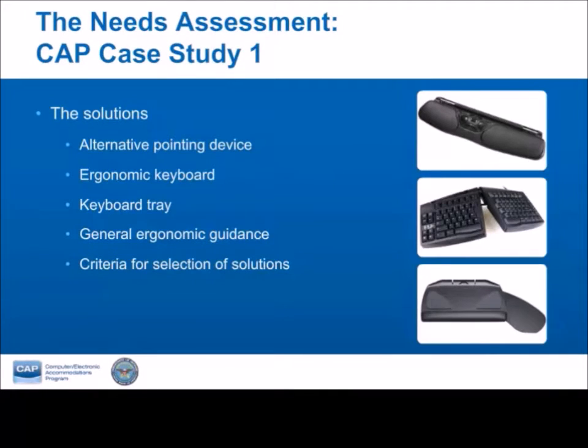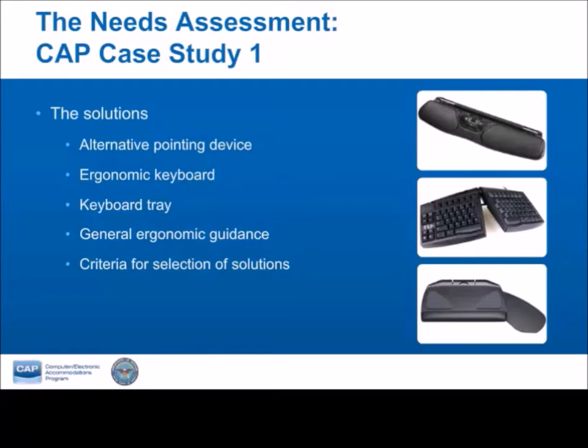Using this information, the assessors are able to suggest an alternative pointing device, which allows the user to control their pointer by moving a cylindrical bar located directly below the space bar of the keyboard so it can be controlled using either hand. They also suggest an ergonomic keyboard that allows the user to adjust the height, split, and angle of the device, and a keyboard tray that will allow the user to adjust their tools to a comfortable and ergonomically correct position. The assessors also provide guidance as to general ergonomic norms and the reasoning behind why the devices were identified.